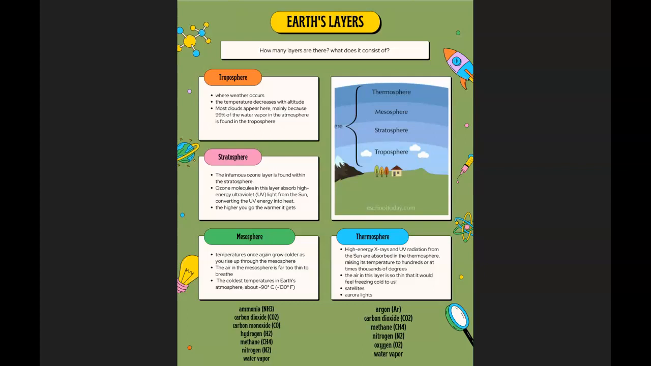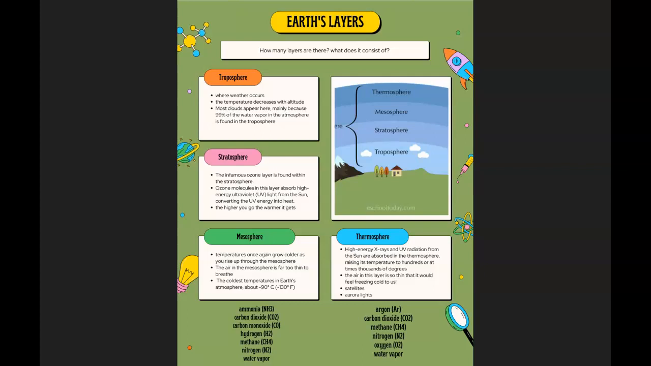The first one is the troposphere. Now the troposphere is where the weather occurs. So this is where we see our clouds, where we see the weather, where it rains, where we see all of the sunniness that we see now. That is where it happens. The temperature also decreases with altitude. Now, altitude is when you're going higher and higher into the air.